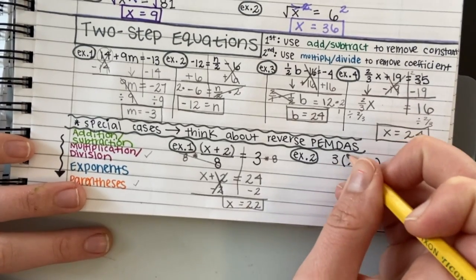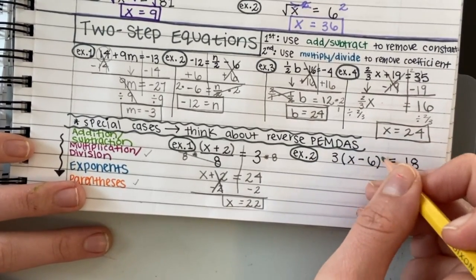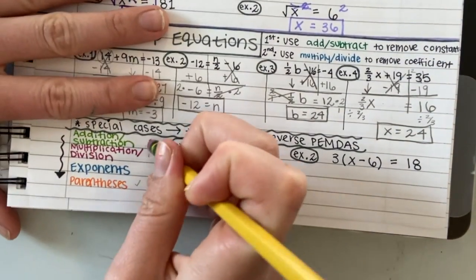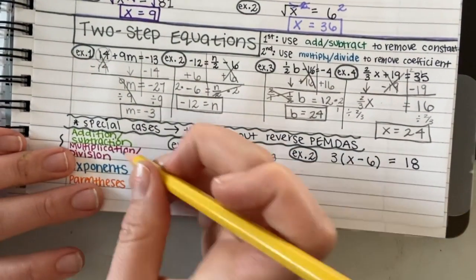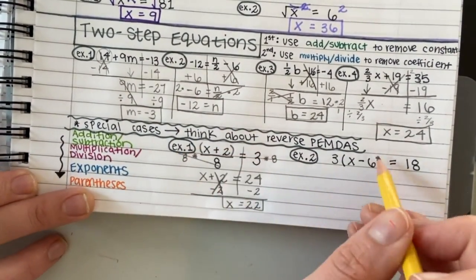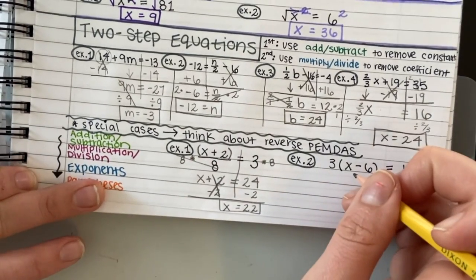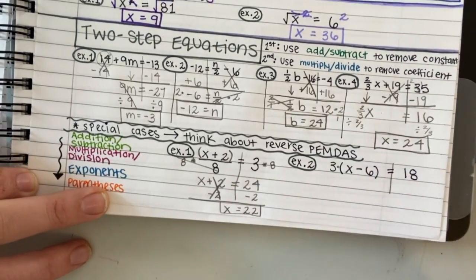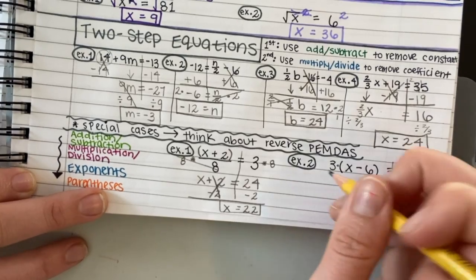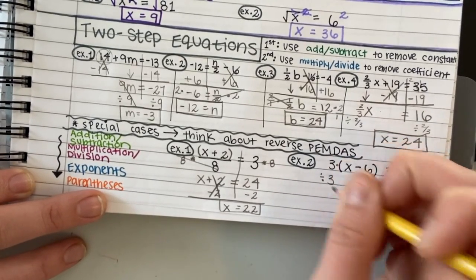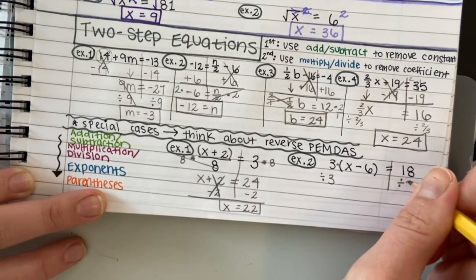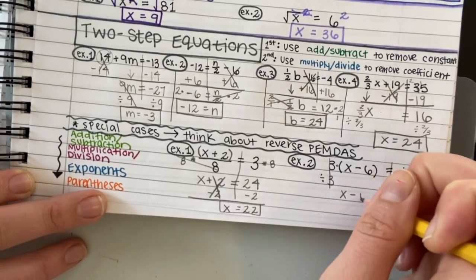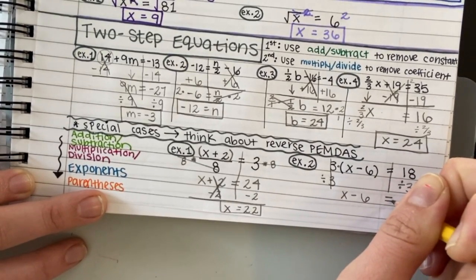This one says 3, then we have our parentheses, x minus 6, close our parentheses, equals 18. So I know I'm doing my reverse PEMDAS, so I'm checking for addition and subtraction. That's not in parentheses, and that doesn't exist. Then I see my multiplication and division, so I know I want to get rid of this multiplication. To get rid of times 3, I need to divide by 3. I get x minus 6 equals 6.